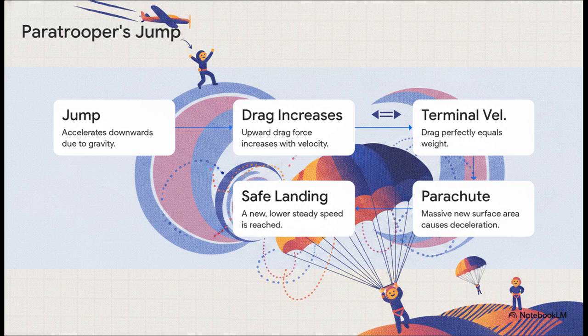Step 3, eventually, that upward drag force perfectly equals the downward weight of the paratrooper. At this exact point, the net force becomes zero, acceleration stops completely, and they fall at a constant maximum speed. We call this terminal velocity.